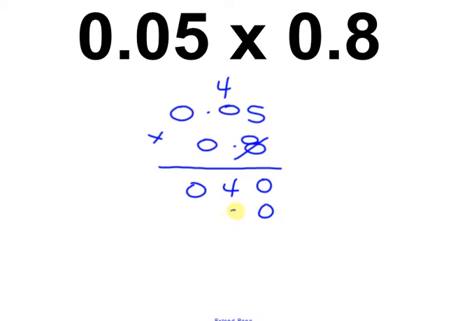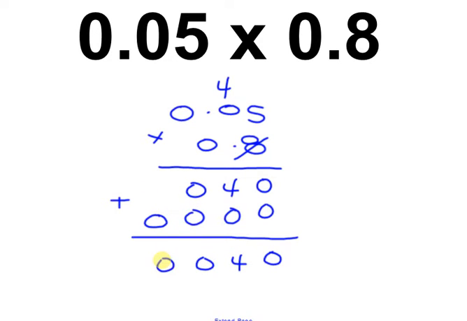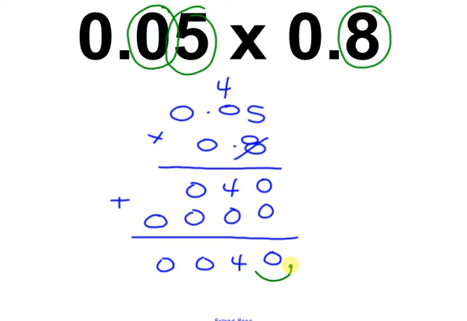0 times 5 is 0. 0 times 0 is 0. 0 times 0 is 0, and I'm going to add them all up. 0 plus 0 is 0, 4 plus 0 is 4, 0 plus 0 is 0, and I have another 0. Now I need to determine my decimal. How many numbers are after the decimal point in the original problem? 1, 2, 3. So I'm going to start from the right, and I'm going to go 1, 2, 3.